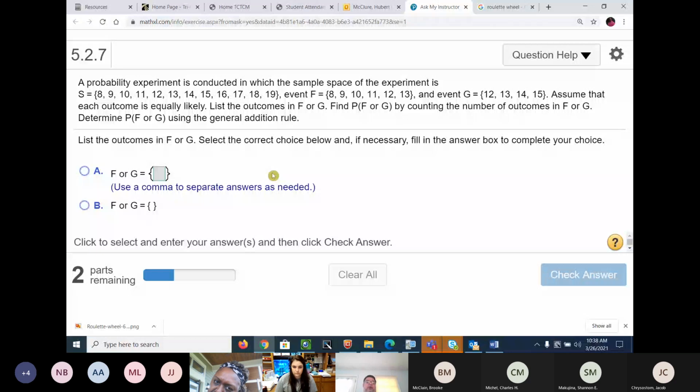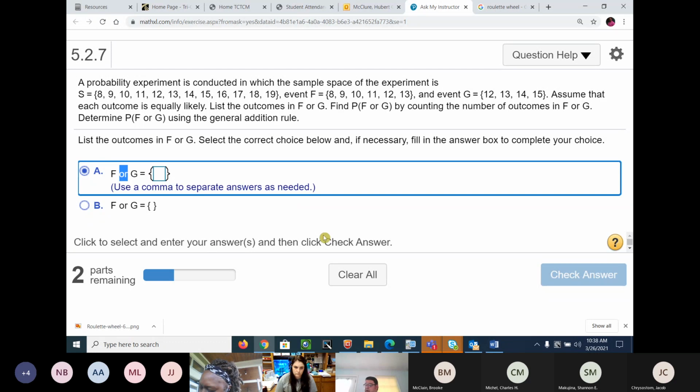All right, somebody tell me, what is the set that consists of F or G? Give me the set that consists of you adding F and G, because the word or is for addition. So what do you do when you add these two sets together? Tell me what you get when you add F and G together. Keyword: together.